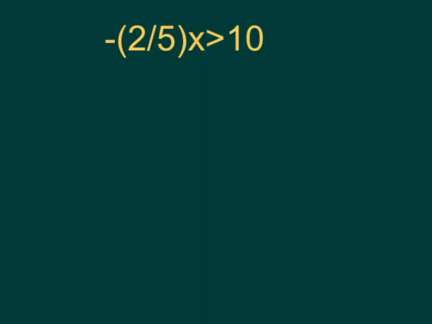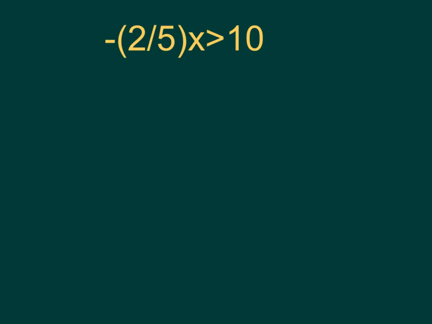Now let's take a look at a simple one. Now I know you can solve this. That's not what we want to practice today. Today we want to practice set builder notation. So what we're going to do here is we see negative 2/5 x is greater than 10. Now x is going to need to be a negative value because I need a negative times a negative to give me a product that's going to be greater than 10.